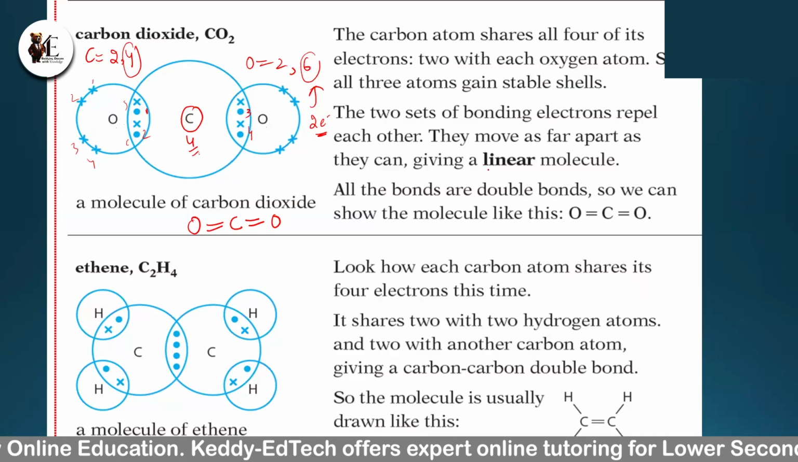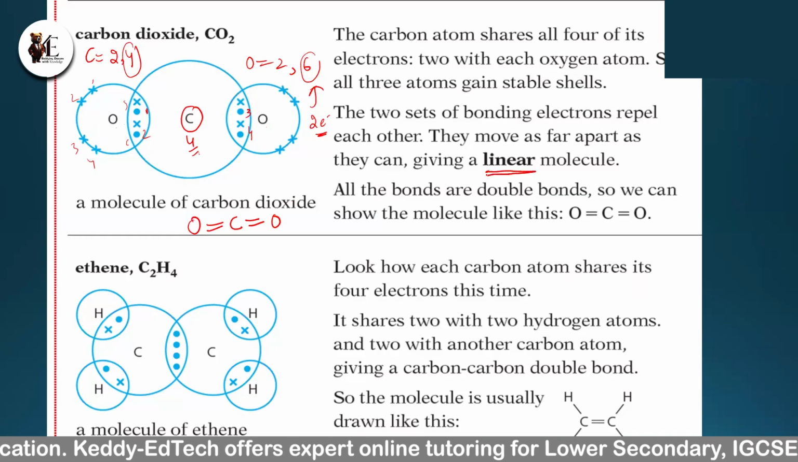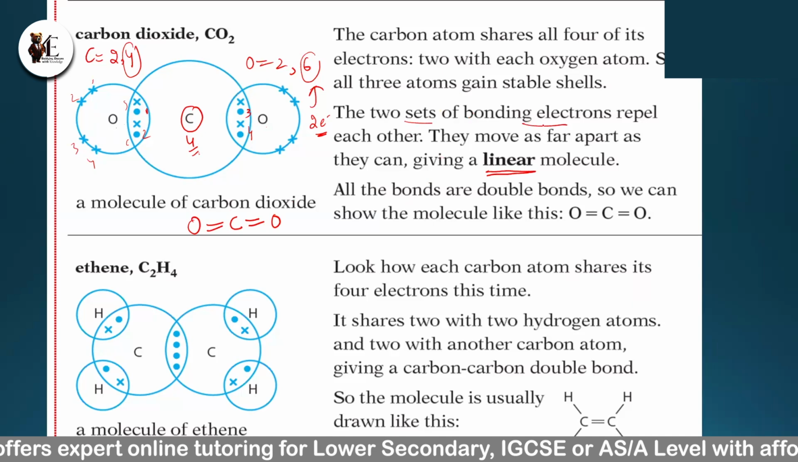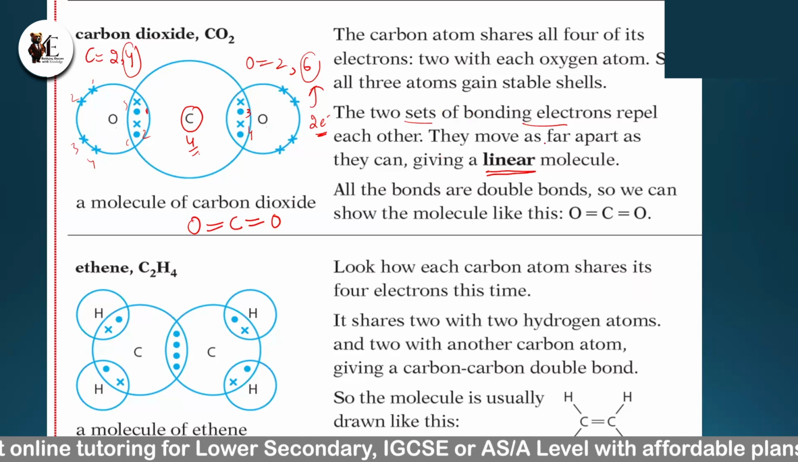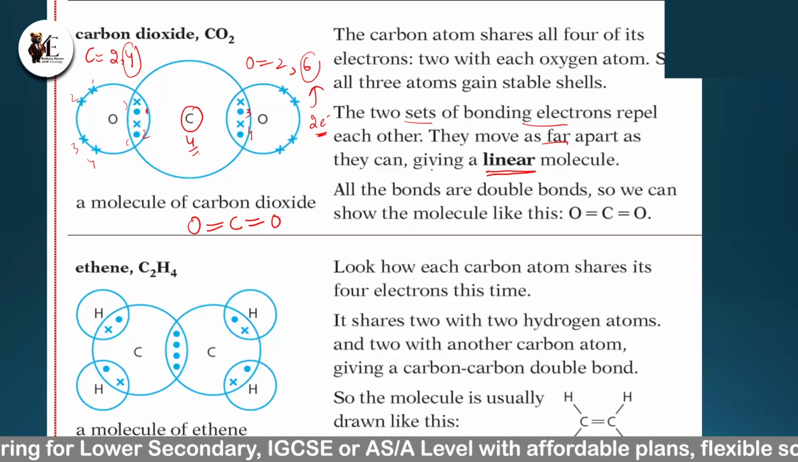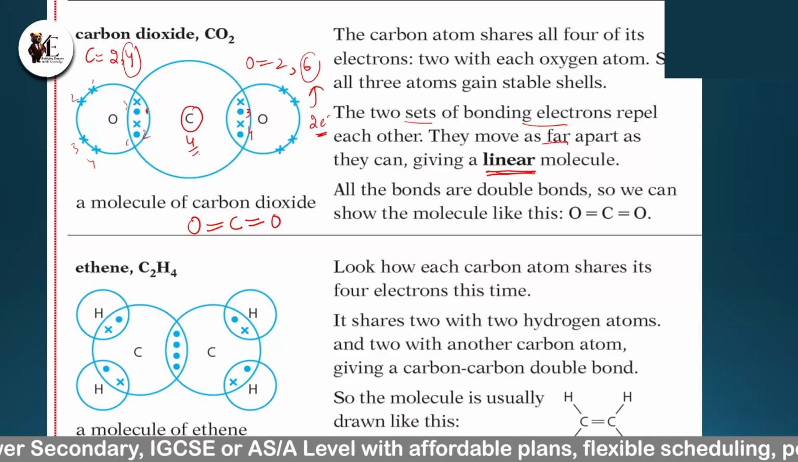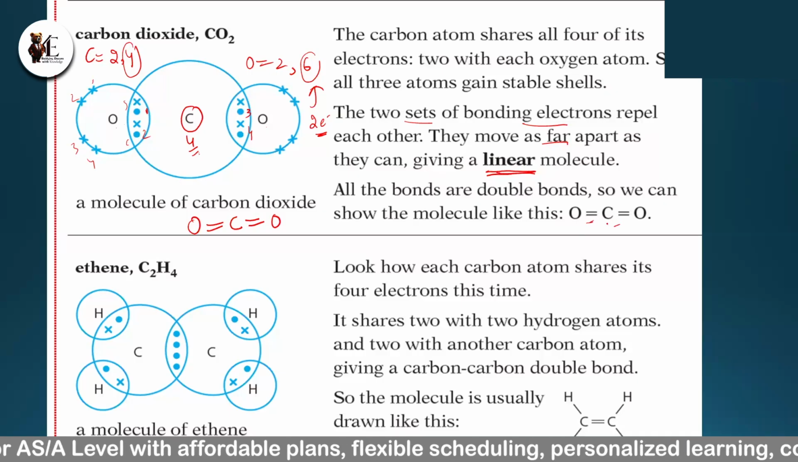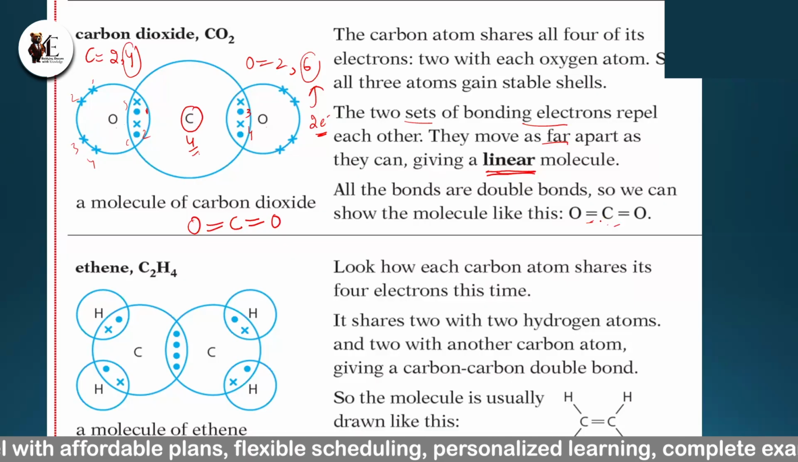If I ask you about its shape, you can see it is a linear molecule because the two sides of bonding electrons repel each other. They move as far apart as they can. So the shape is a linear molecule. It is not a single bond, it is a double bond because there is a sharing of 2 pairs of electrons in this.